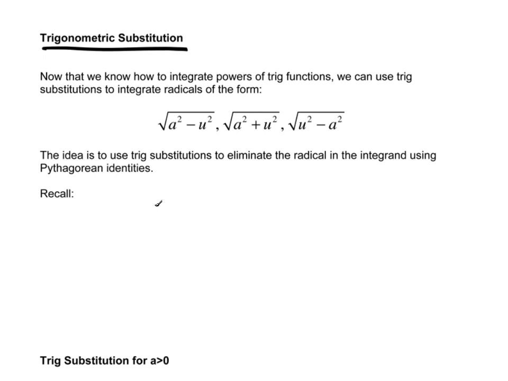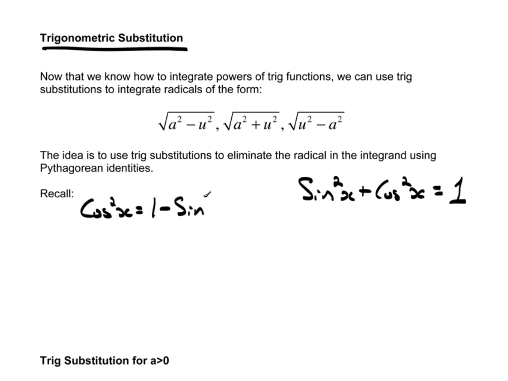identities. Now there's a couple of identities that you really need to remember. First of all, start off with sine squared of, let's use x, plus cosine squared x is equal to 1. That's your basic Pythagorean identity. And then from here, we can write cosine squared as being 1 minus sine squared. This is an important identity we'll be using.